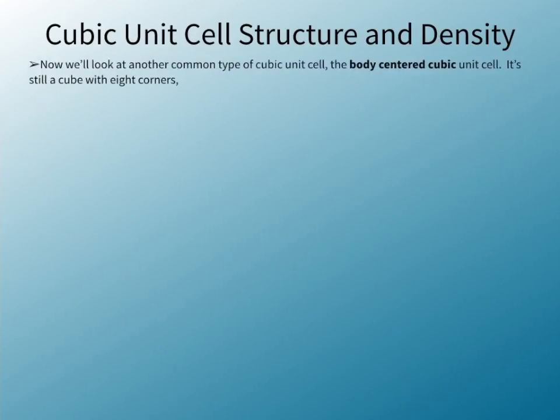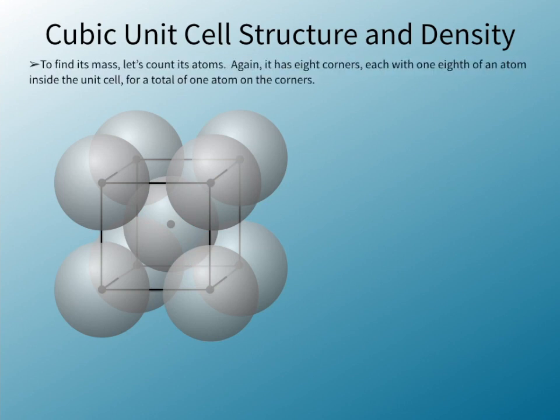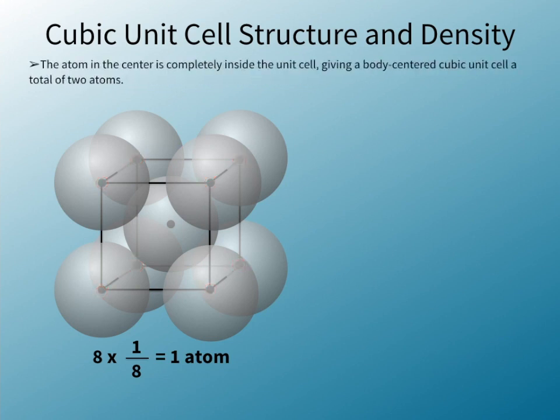Now we'll look at another common type of cubic unit cell, the body-centered cubic unit cell. It's still a cube with 8 corners, but it's called body-centered because it has an atom in the center of the cube pushing all of the corners outward. To find its mass, let's count its atoms. Again, it has 8 corners, each with 1/8 of an atom inside the unit cell for a total of 1 atom on the corners. The atom in the center is completely inside the unit cell, giving a body-centered cubic unit cell a total of 2 atoms.